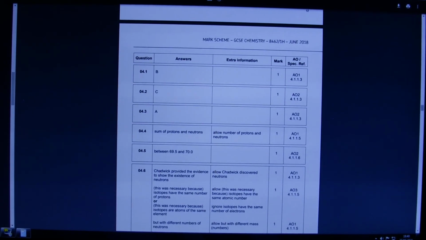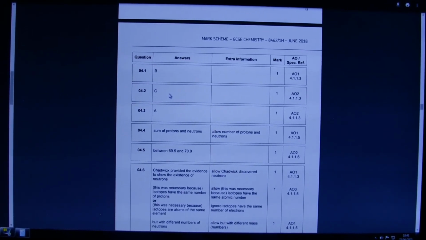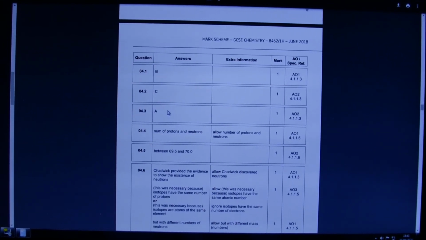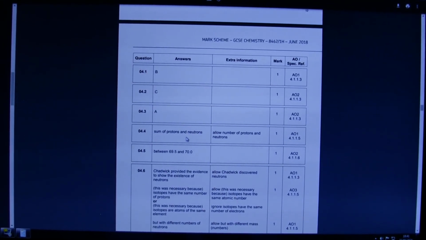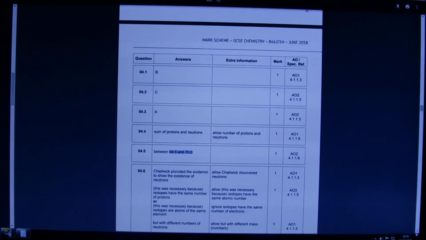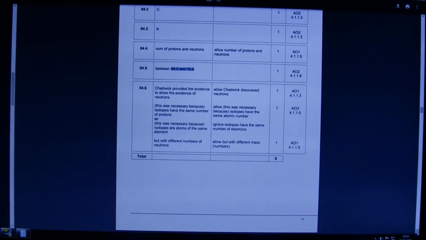BCA. Oh, this was that. Which was the model? B is plum pudding. C is the collisions. A is Mr Bohr. I think I guessed BCA. The sum of the protons and neutrons: mass number is the sum of protons and neutrons, and it is indeed between 69.5 and 70 for element X. Chadwick produced the evidence to show the existence of neutrons.